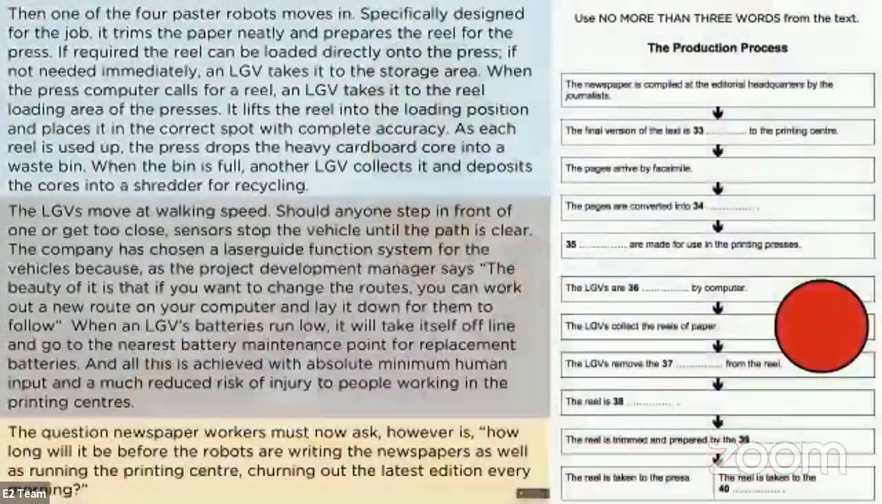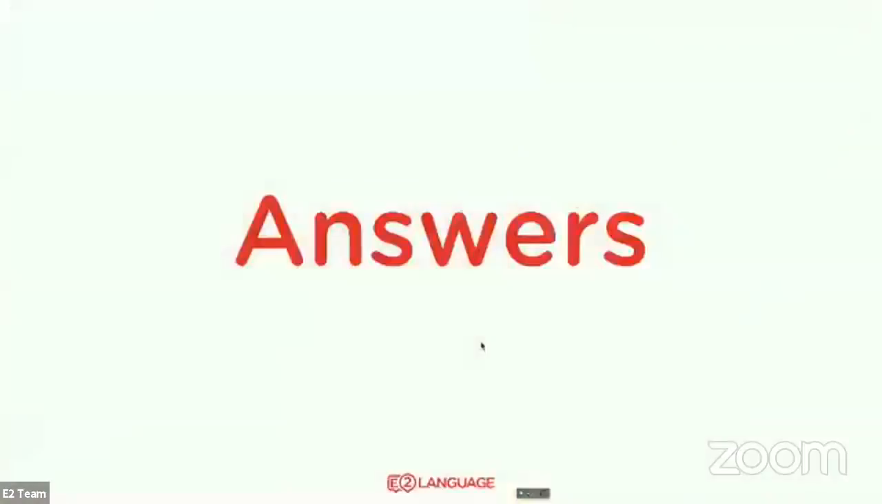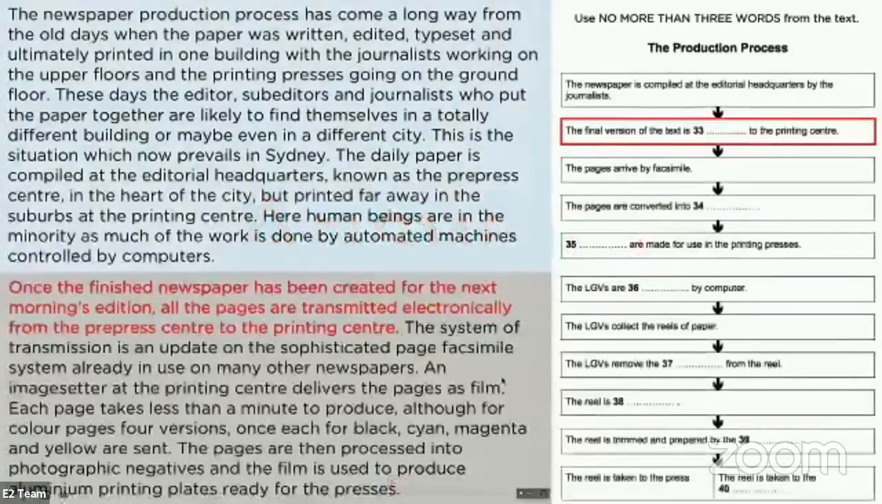This was hard. I agree. I think this is a really hard reading test. So we're going to go through the answers together. I'm going to tell you why the answers are the way they are. Let's do 33 first. Now, the answer to 33 is located in this section of the second paragraph.